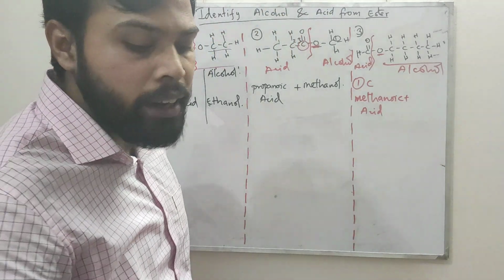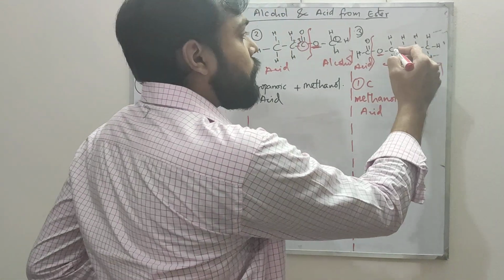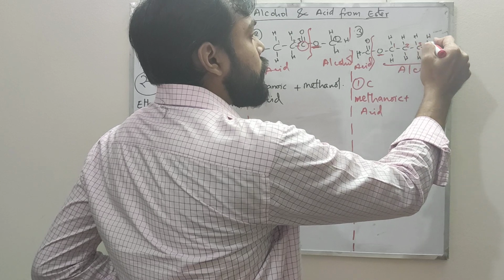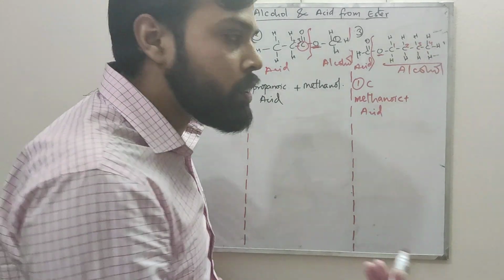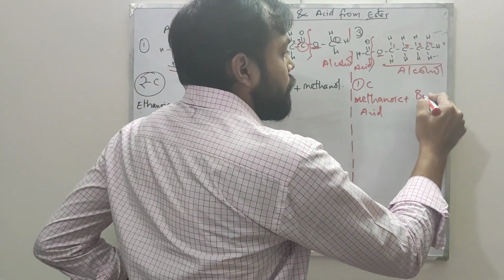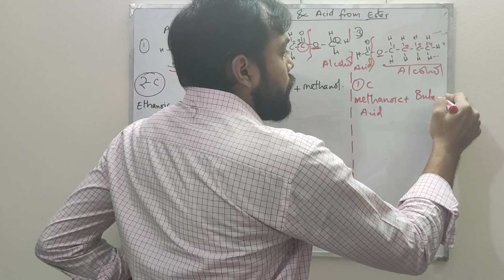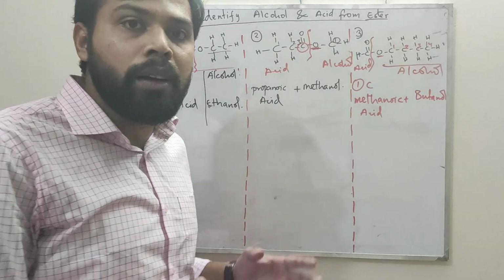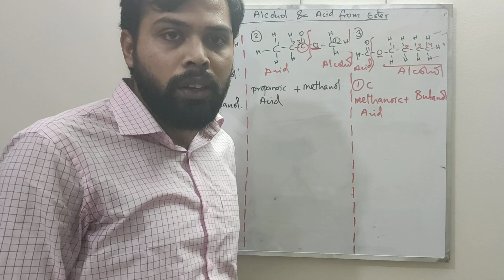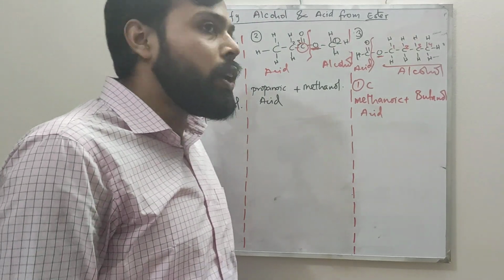Alright, and what is the alcohol? How many carbon do I have here? Count this carbon: 1, 2, 3, 4. I have 4 carbons. So what is the name of that? Butanol, right? 4 carbon alcohols are called butanol.